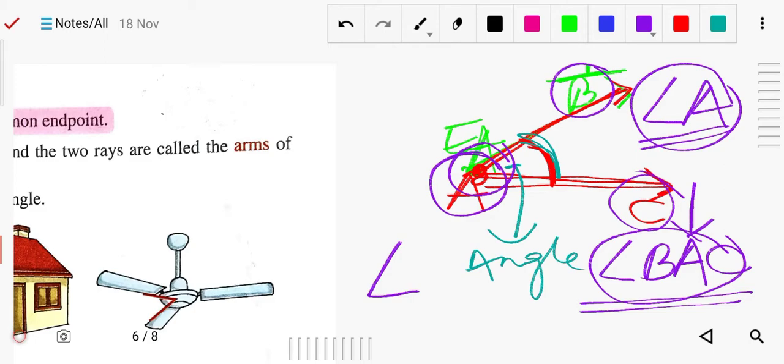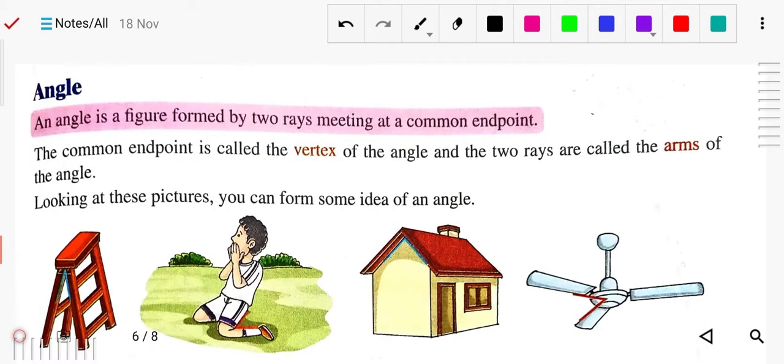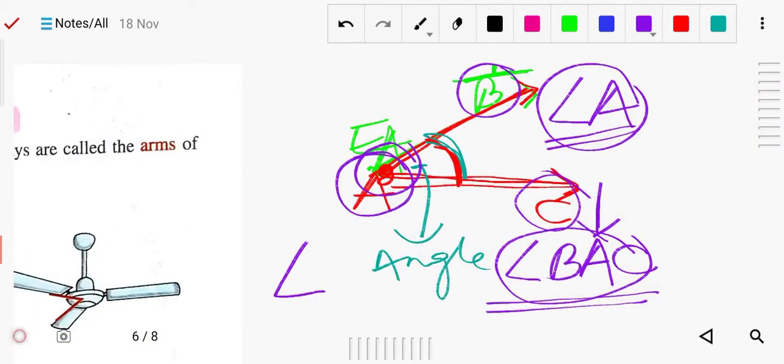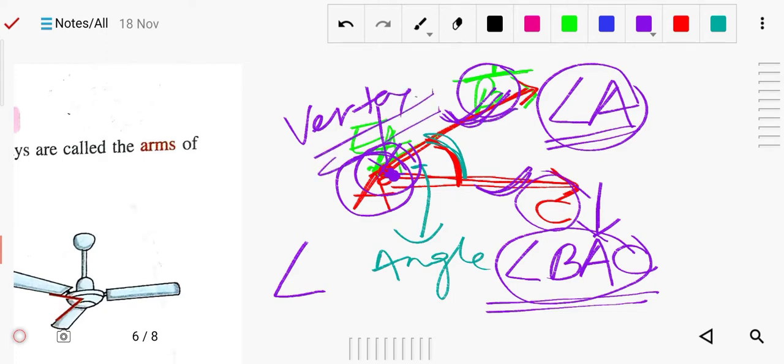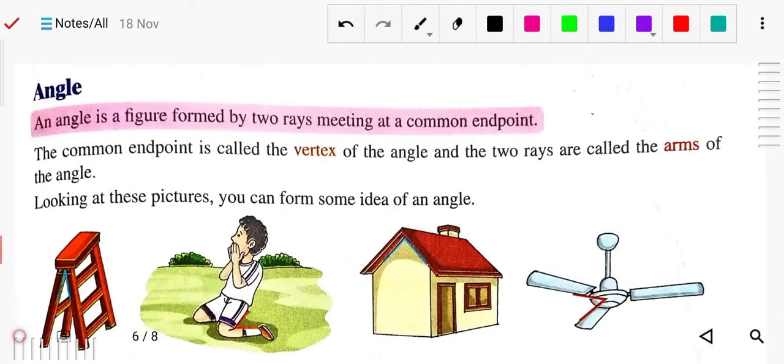Now let's see here. This part is called the arms of the angle. These two are the arms. And this particular point where these two rays originate, where they start from, is called the vertex. These two are the arms of the angle. The common endpoint is called the vertex, and the two rays are called the arms of the angle.